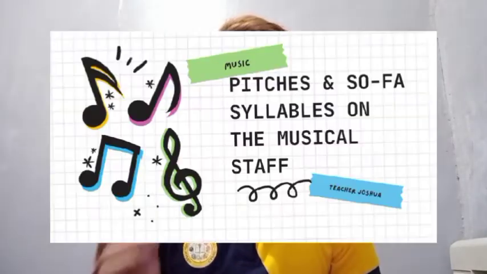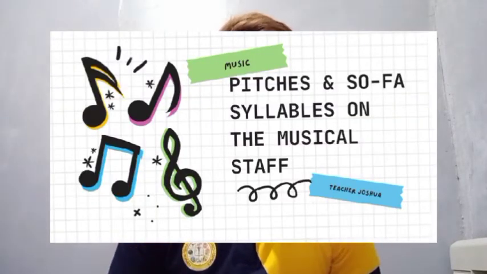In connection to that, in music, being familiar with the various musical symbols will allow you to perform music well. This lesson will familiarize you with the different musical symbols necessary for reading music. And our lesson is all about pitches and sofa syllables on the musical staff. So let us start our lesson.